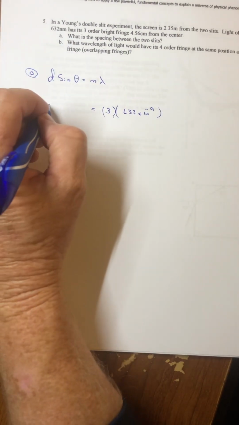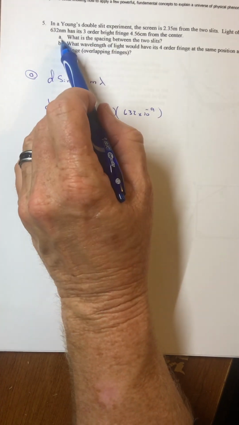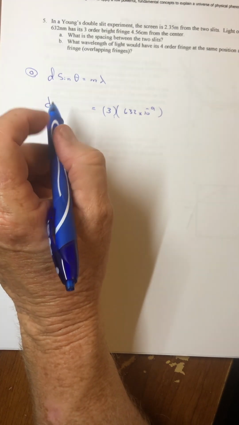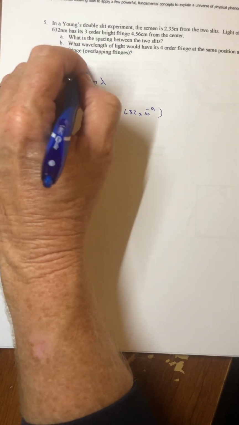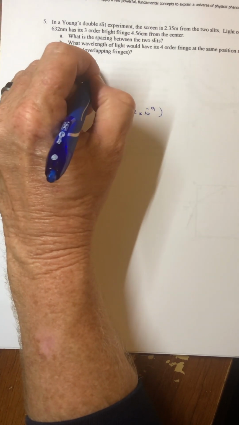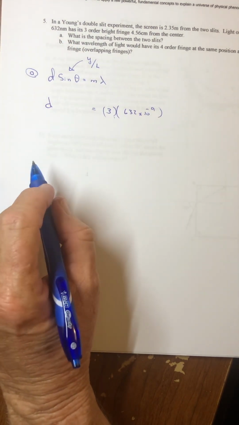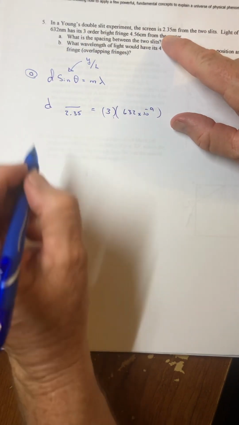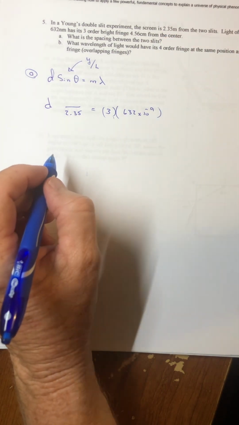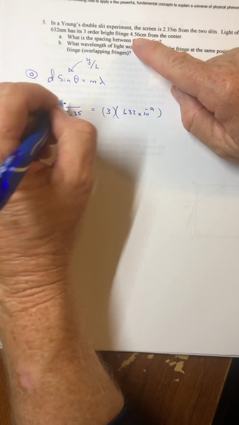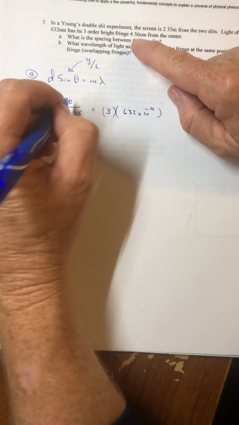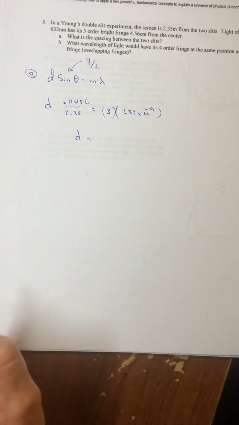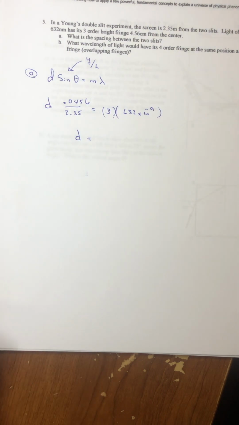On this side of the equation, there's the d, and that's what question A is asking for. What is the spacing between the two slits? So we're solving for d. And again, we can do the small angle approximation, which is y over L. And so the L is right here. The screen is 2.35 meters away. And this third order bright fringe, which is in centimeters, so I'll convert it into meters, will allow us to directly calculate d from this.